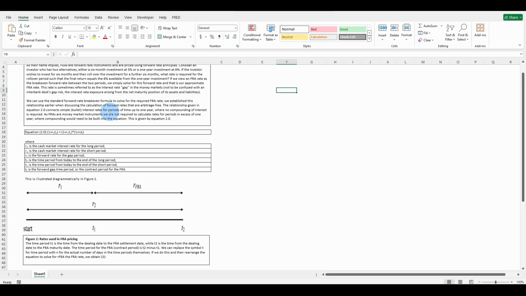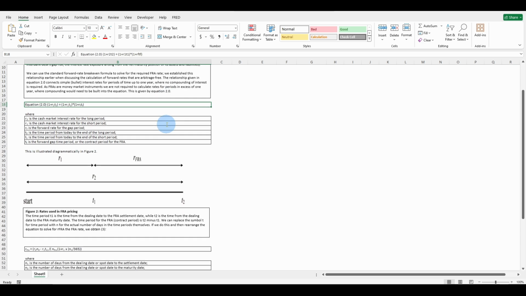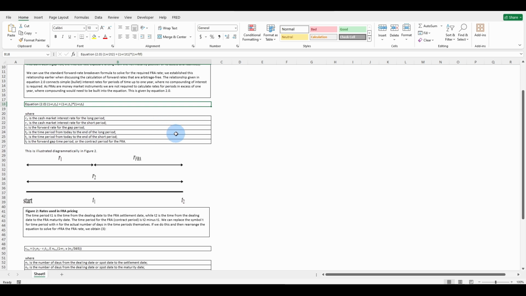As FRAs are money market instruments, we're not required to calculate rates for periods in excess of 1 year, where compounding would need to be built into the equation. This is given by equation 2.0. This is the simple approach, but derivatives need forward rates out to 3 to 4 years. That brings in a lot of complexity in terms of determining and calculating forward rates. That being said, here's the formula.